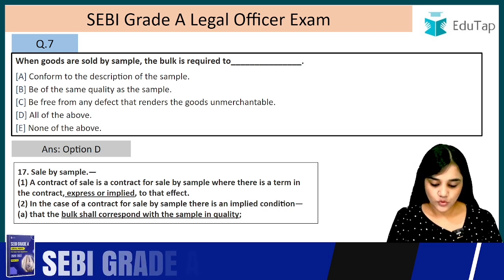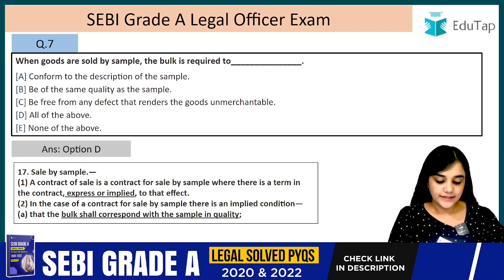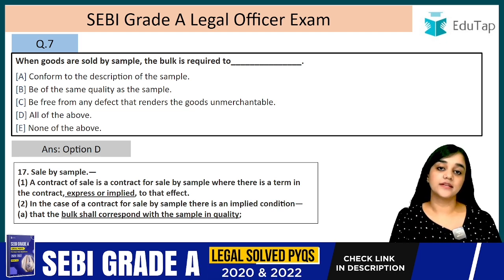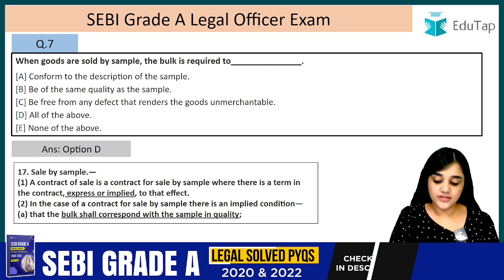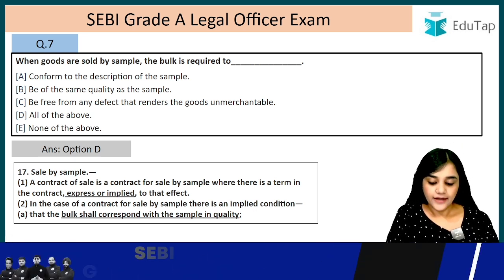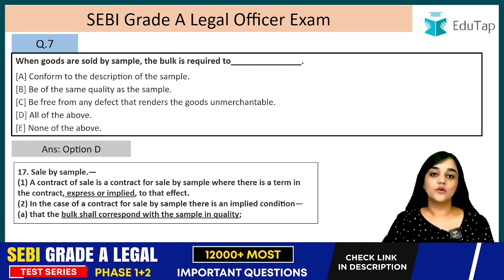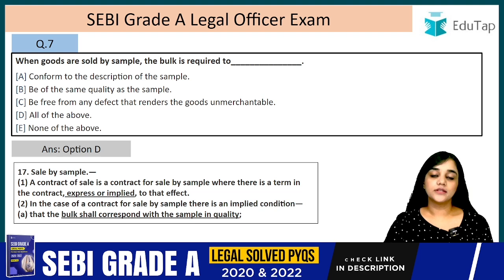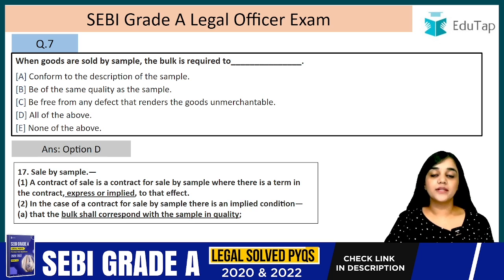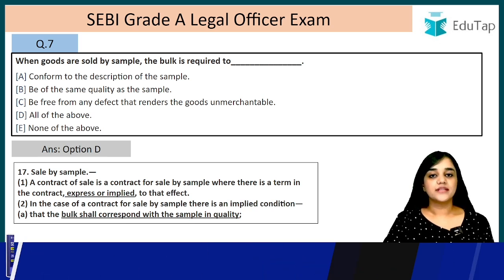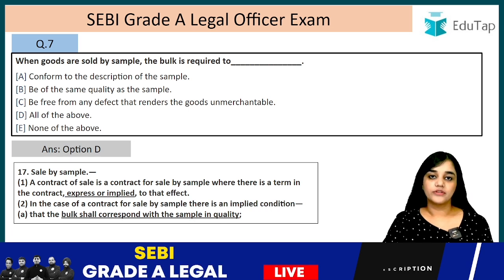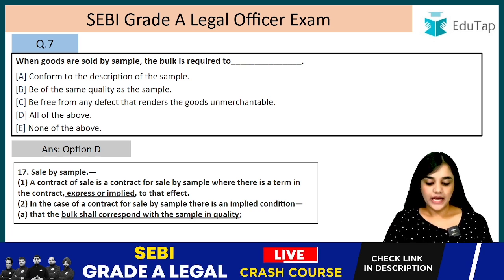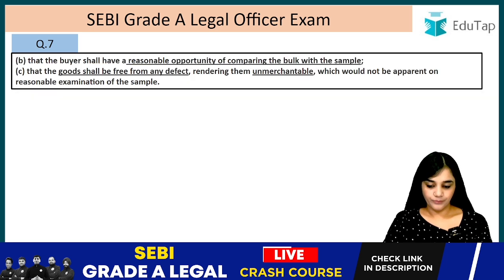Second, in the case of a contract of sale by sample, there are implied conditions that the seller has to fulfill. That the bulk shall correspond with the sample in quality. So the sample they are providing should correspond with the bulk. The bulk is the goods that you have ordered, termed here as bulk. It should be the same as the sample, so it should match the quality of the sample.